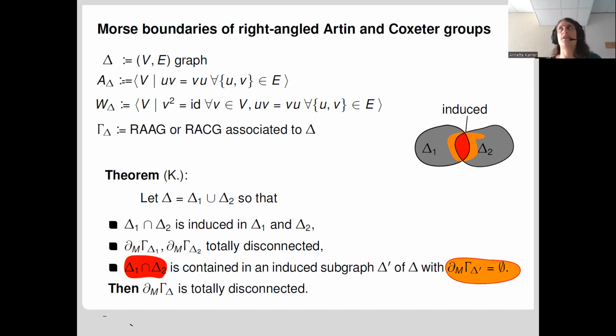So what is the flavor of the theorem? The flavor is: if we glue two graphs together in a nice way, and we know that the graphs correspond to groups with totally disconnected Morse boundary, then the resulting group also has totally disconnected Morse boundary, if the intersection graph behaves nicely enough, namely has this empty Morse boundary condition. And this is what we would like now to illustrate for the right-angled Artin and Coxeter group case.